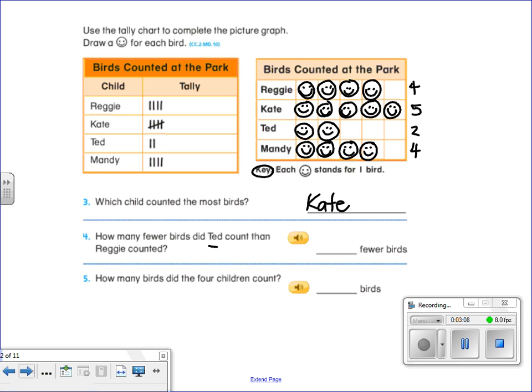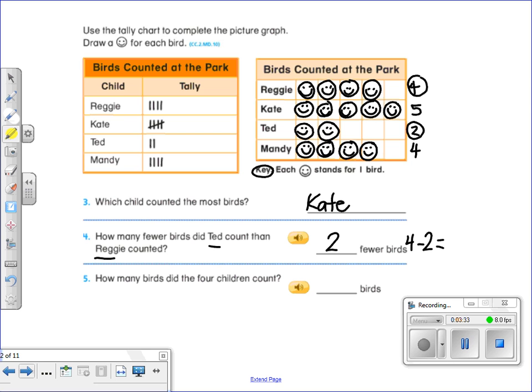Now we're comparing Ted and Reggie. How many more means subtract? So Ted has 2, Reggie has 4. 4 minus 2 equals how many fewer birds? Maya? 2 fewer birds. Good. Another way we can compare using a picture graph is we can look at Ted and Reggie, draw a line from where Ted's symbols end to where Reggie's symbols end, and see that Reggie has 2 more than Ted. That's another way to look at the information.